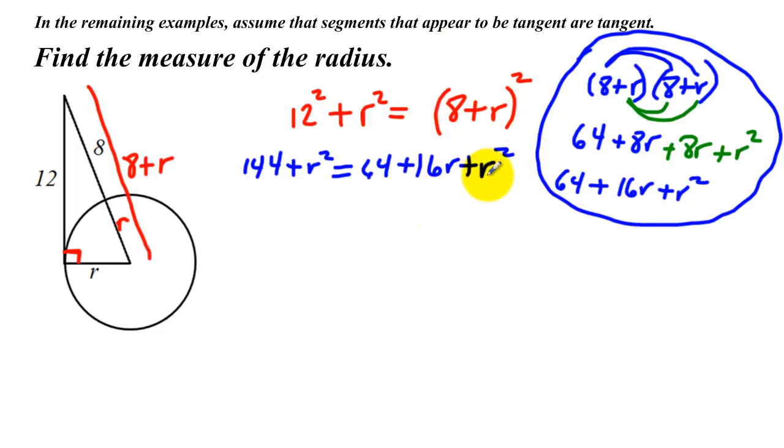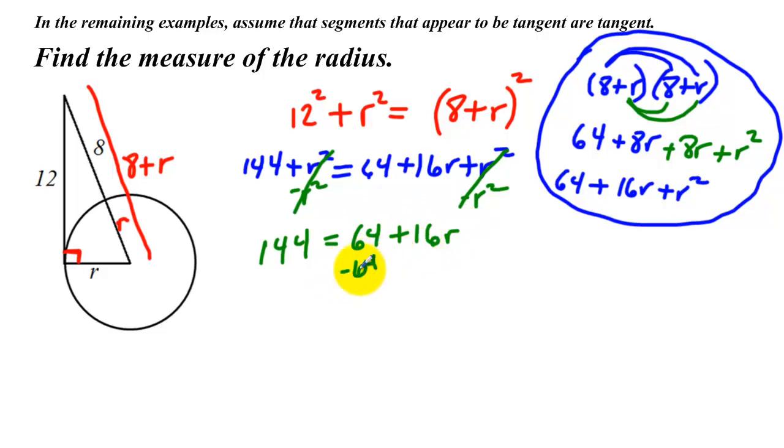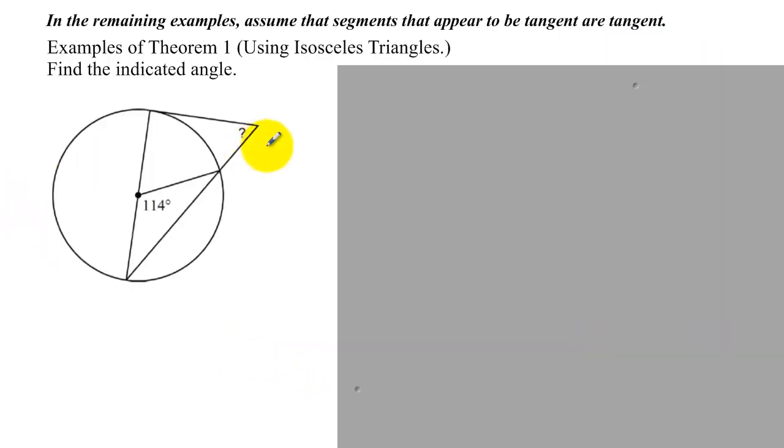All right, let's deal with these r squareds first things first. Let's say I subtract r squared from both sides. That's kind of nice because they just drop out of the problem entirely on both sides. So I'm down to 144 equals 64 plus 16r. All right, now we're in business. Taking away the 64, 16r is equal to, I believe, 80, and then dividing by 16, we get r is 5. The radius of this circle is 5.